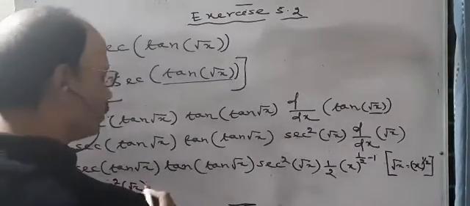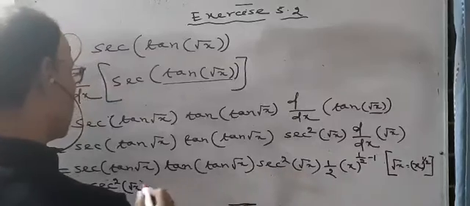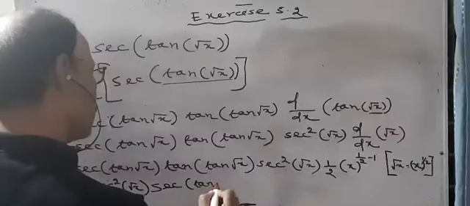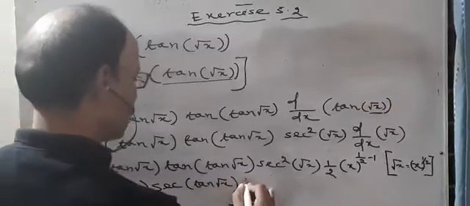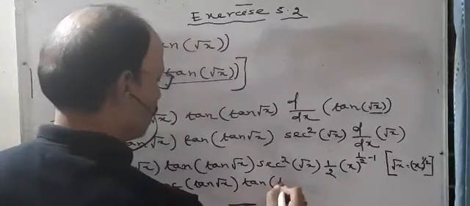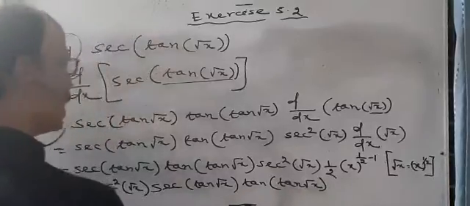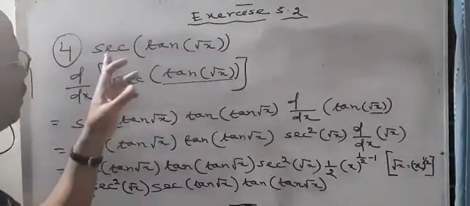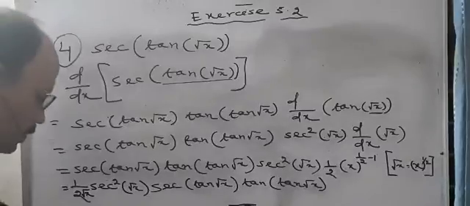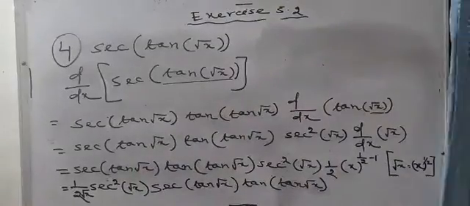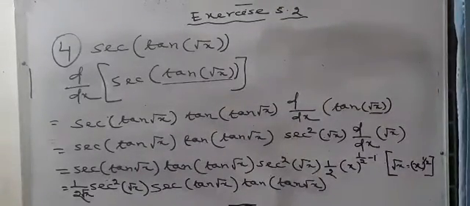Now sec square under root x, then sec tan under root x, then tan under root x. So this is the answer of the differentiation of sec tan in under root x. So note it down. Let's proceed for the next question.